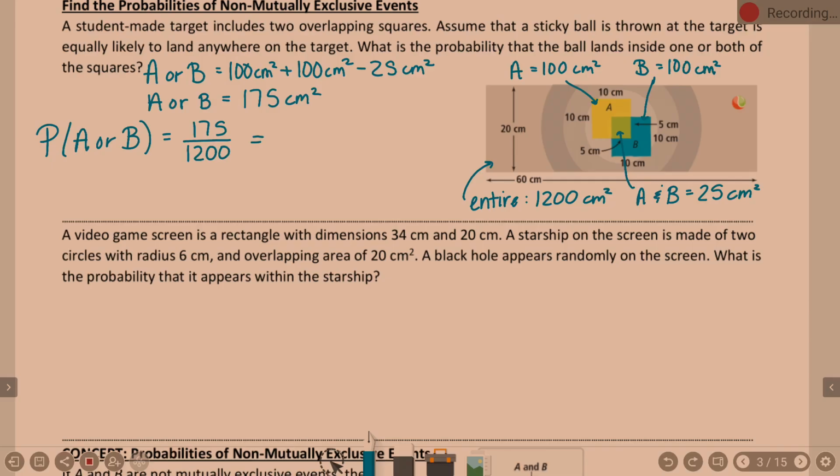90%. Not yet. As I said, Zabas isn't going to go for a ton of percents. 35 over what? 240. 35 over 240, okay. 7 over 48 can definitely keep going. 7 over 40. Okay.